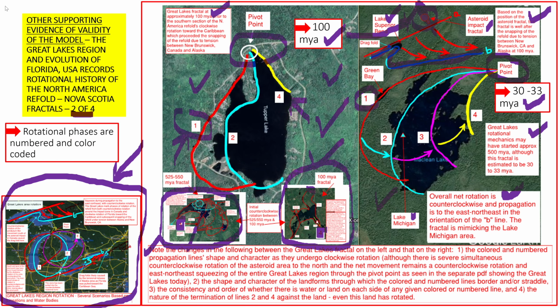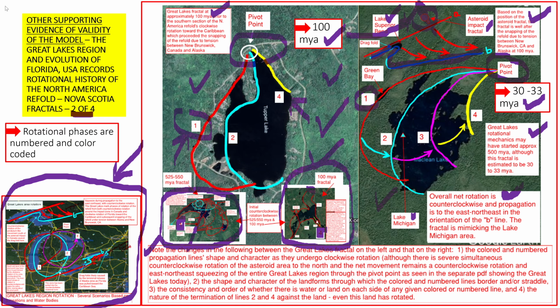1. The colored and number propagation lines' shape and character as they undergo clockwise rotation, although there is severe simultaneous counterclockwise rotation of the asteroid to the north, and the net movement remains a counterclockwise rotation and east-northeast squeezing of the entire Great Lakes region through the pivot point, as seen in the separate PDF showing the Great Lakes today, which is shown in the lower left insert. So we'll talk about that.